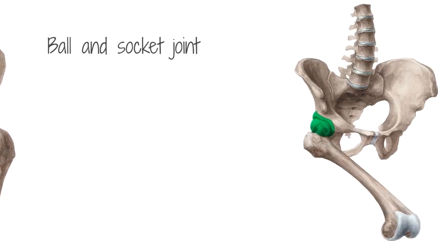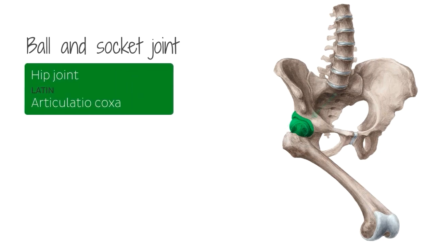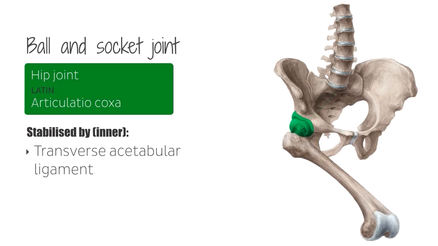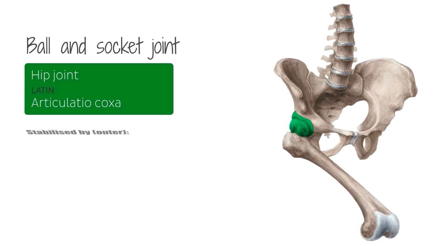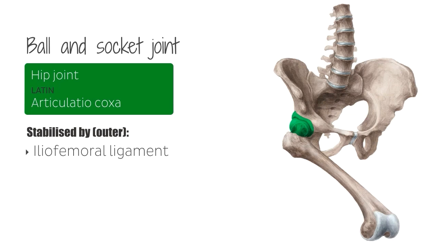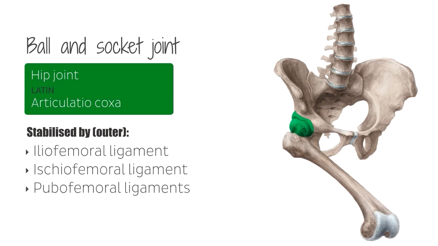The hip joint is a ball and socket type synovial joint, where the head of the femur articulates with the concavity of the acetabulum of the pelvis. This joint is stabilized by a number of ligaments. The transverse acetabular ligament and the ligament of the head of the femur are inner ligaments that stabilize this joint. The iliofemoral ligament, the ischiofemoral ligament, and the pubofemoral ligaments are the outer ligaments that stabilize the hip joint. Movements that occur about this joint include flexion, extension, abduction, adduction, internal rotation, and external rotation.